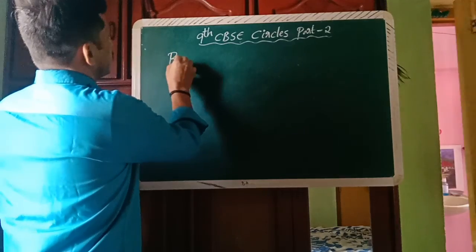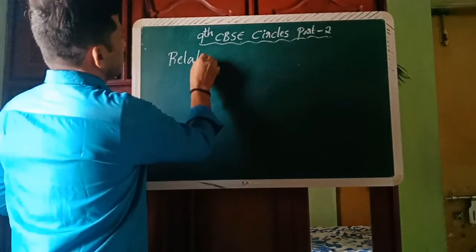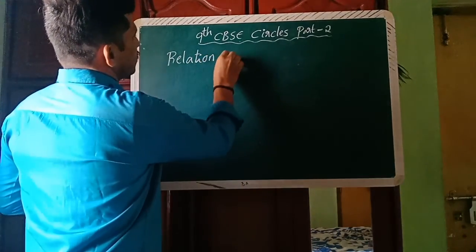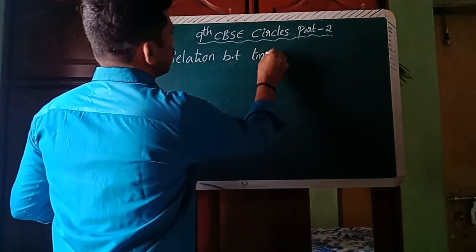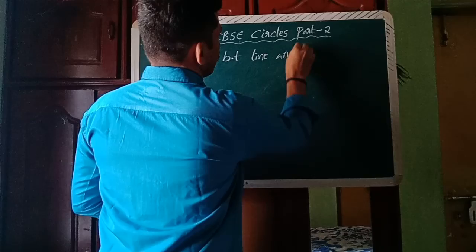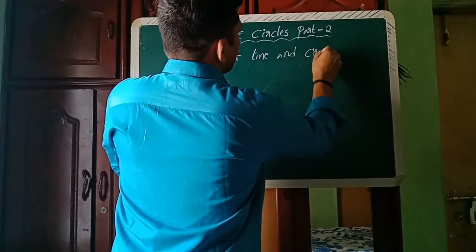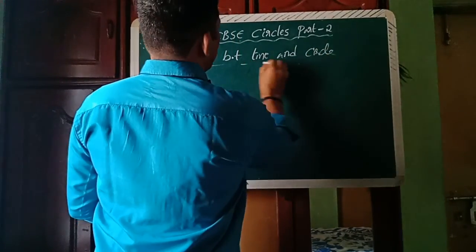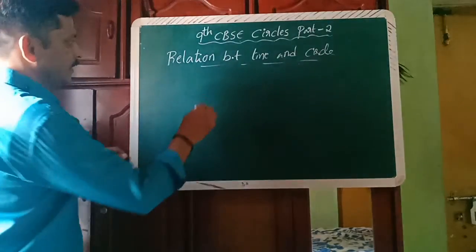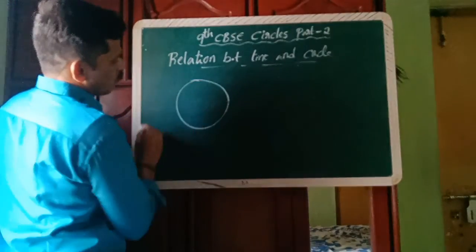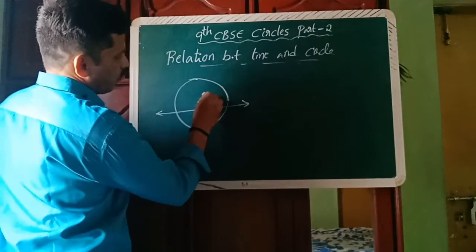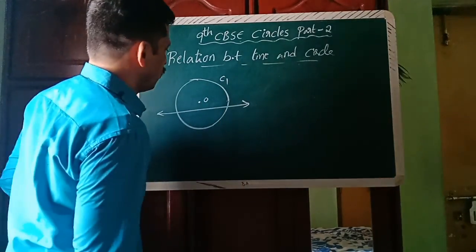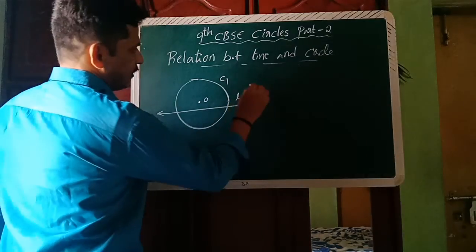First one is the relation between lines and circle. What is the relation between line and circle? See here. This is a circle C1, center O, and the line is L.